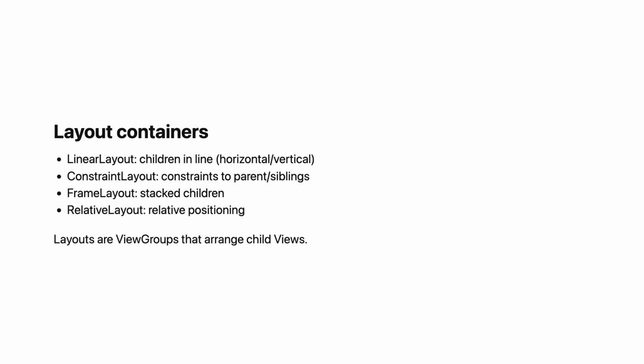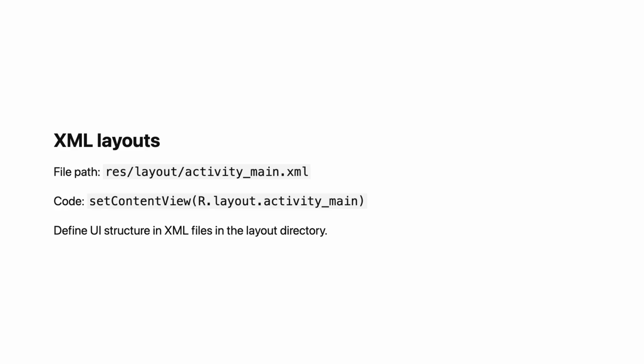Define layouts in XML files. Files live in the res/layout directory. For example, activity_main.xml for the main activity. XML declares the view hierarchy. Parent elements contain child elements. Attributes set properties. A LinearLayout with orientation vertical contains a TextView and a Button. The XML mirrors the hierarchy. IDs let you reference views in code. android:id equals at plus id slash myButton.